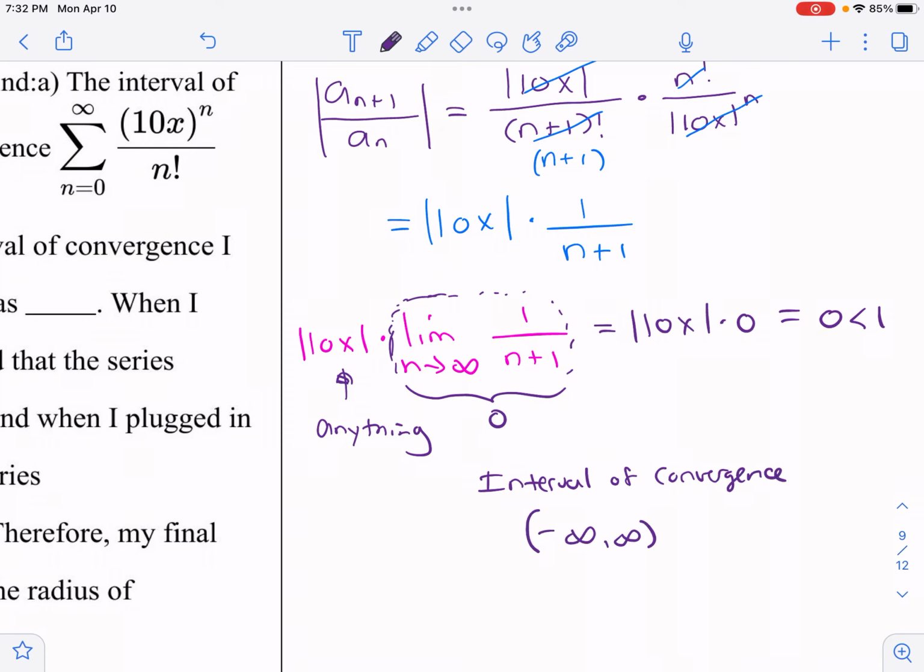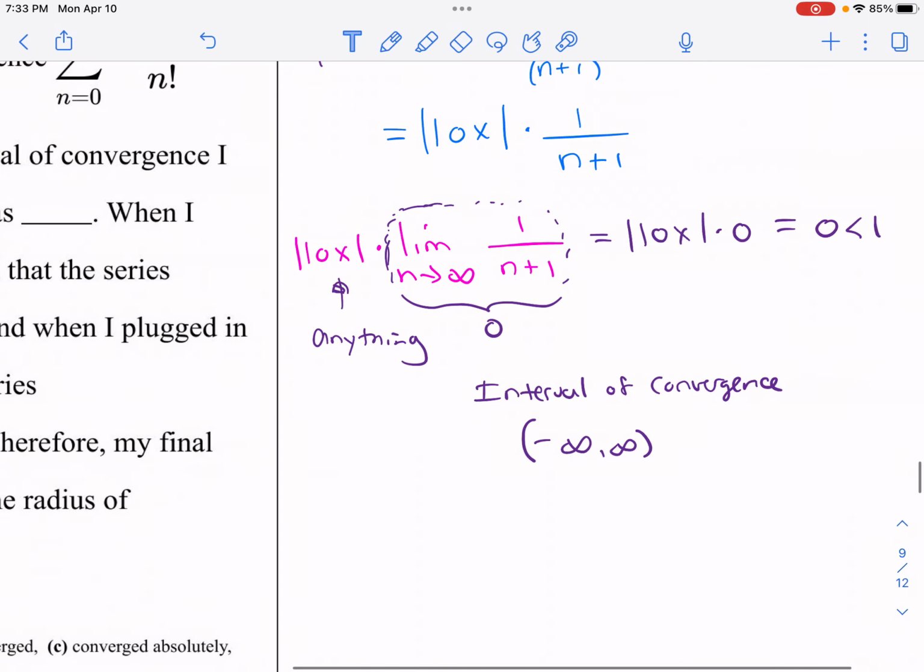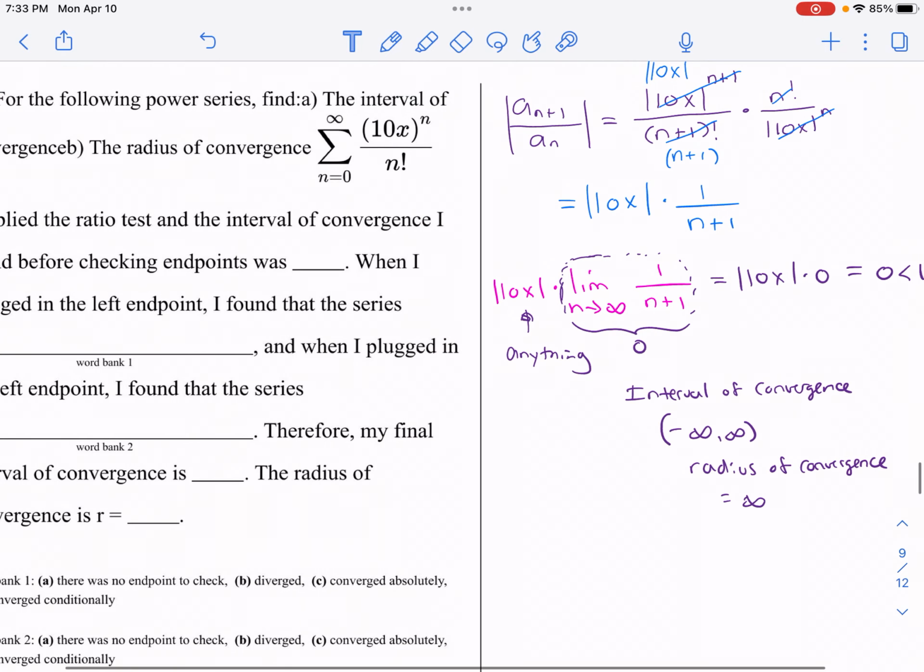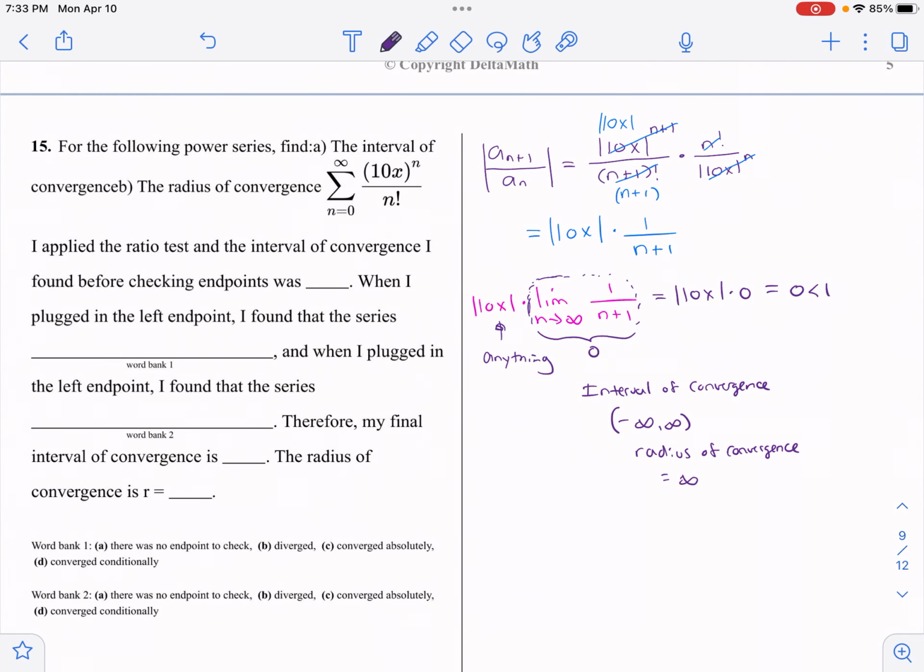And when that happens, you usually talk about your radius of convergence, if that's asked. It's a kind of abstract idea, but your radius of convergence is just half of that interval, which is infinity. So if we put this all in the sentence frame, you would say, I applied the ratio test, and the interval of convergence I found before checking endpoints was negative infinity to infinity.